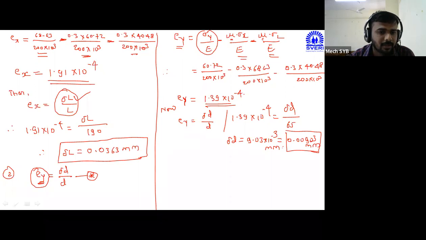X means which parameter, y means which parameter, and z means which parameter, that also we have to keep in mind. X means length, length is present along x, so epsilon x is equal to delta L upon L.